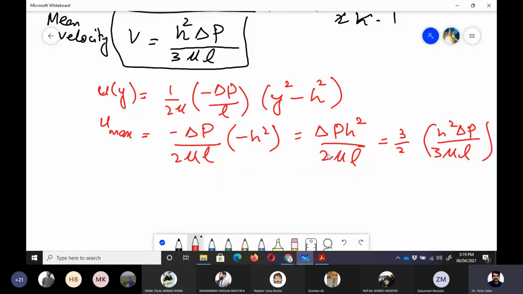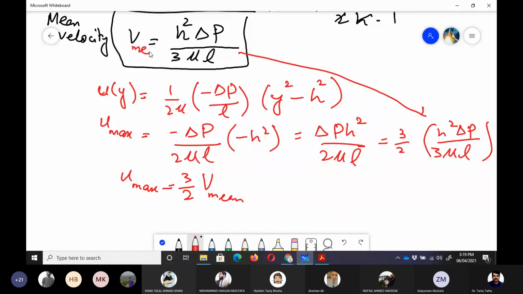We haven't done anything wrong. We have multiplied it by 3 and divided it by 3. So now you can see that this is the mean velocity. So we can write that u max is equal to 3 by 2 v mean. So maximum velocity is 1.5 times the mean velocity for the steady laminar flow between two parallel plates.